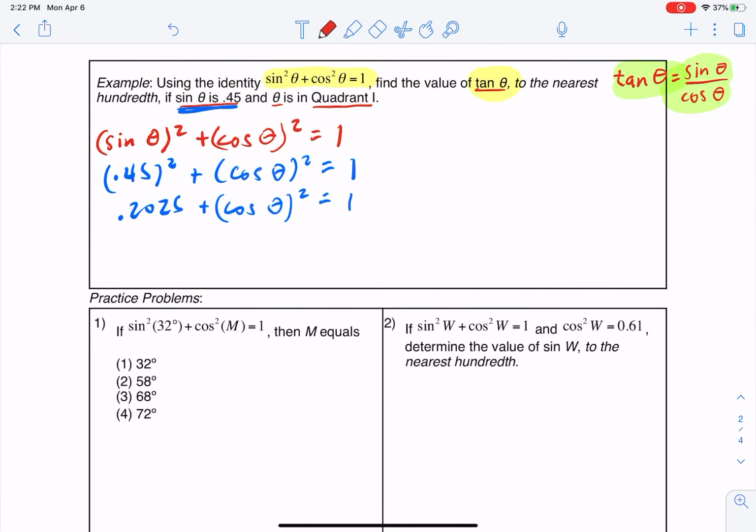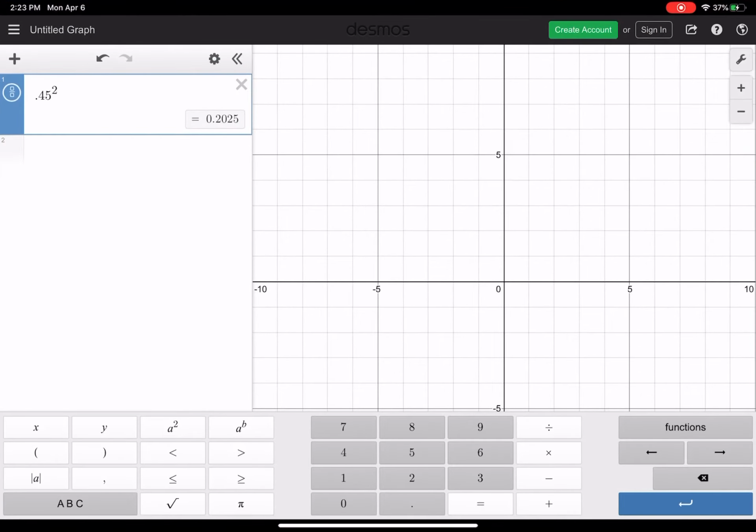All right, we need to subtract 0.2025 from both sides. It's going to cancel here. All right, we'll go ahead and bring down that cosine of theta squared. All right, now let's just do that subtraction. 1 minus 0.2025. And that's 0.7975.